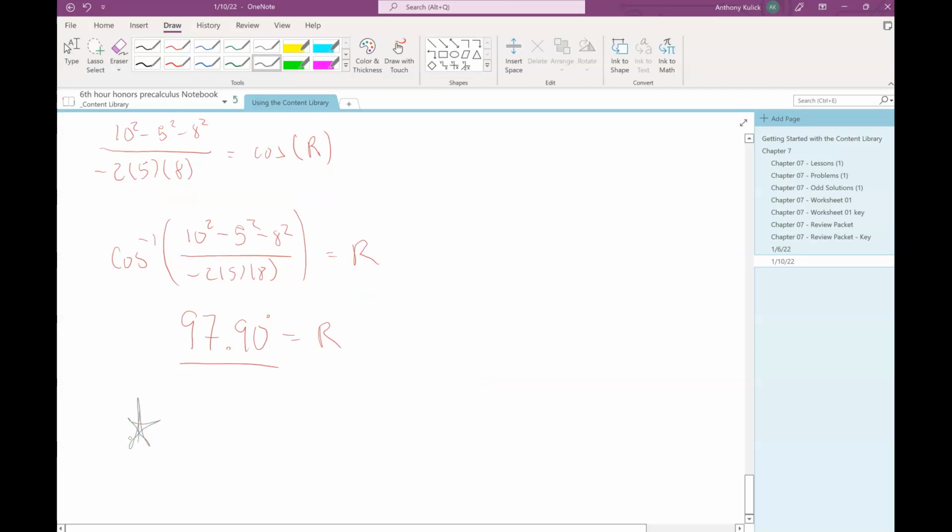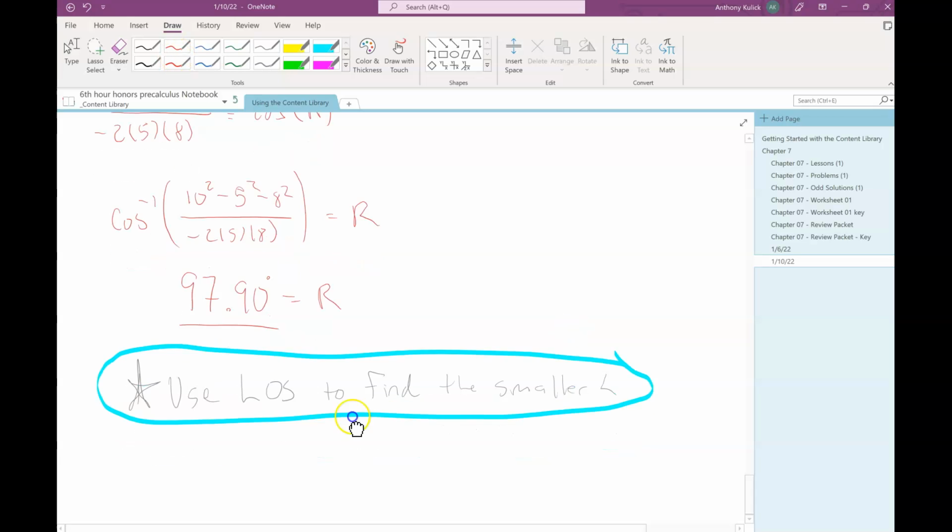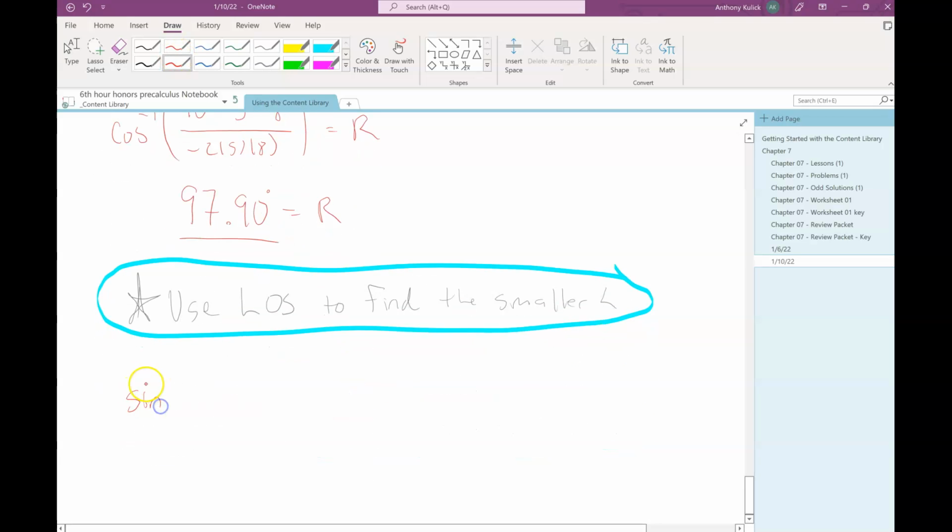Now that I have one of the angles, I'm going to switch to using the law of sines. And which angle should I solve for? The smaller of the two. Exactly. Which in this case is P. So I will write, now that I know angle R and side R, I can write sine R over R equals sine P over P.